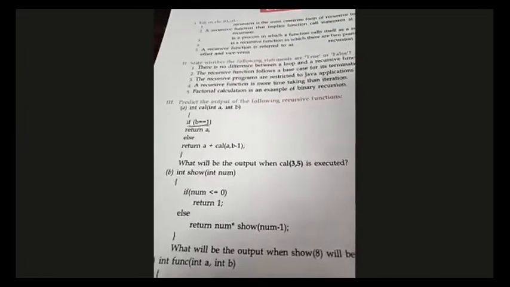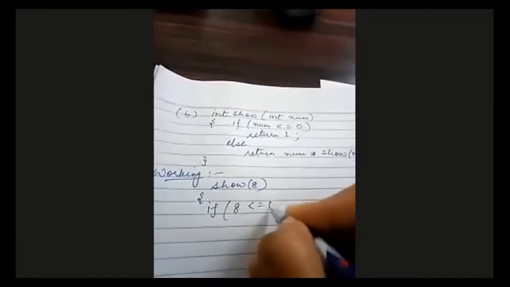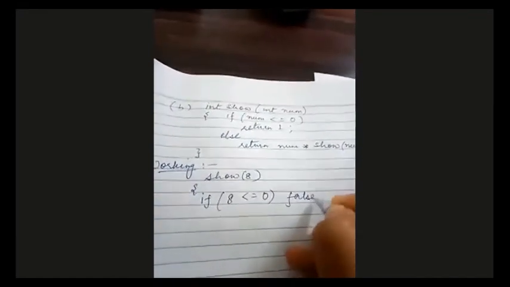Have you written the question? So see this, I'm doing the working here. show(8) is to be executed, so we are passing 8 here. We are checking the base case: if 8 is less than or equal to 0, this is false. So we go to the else part.